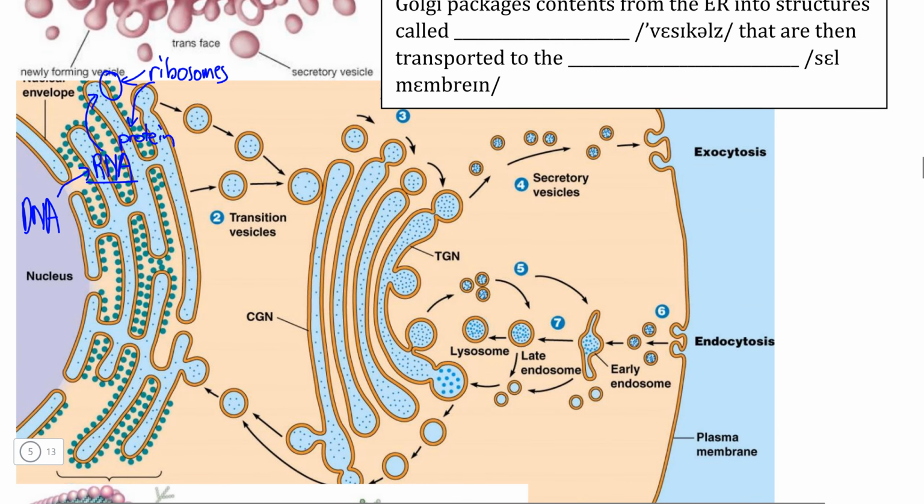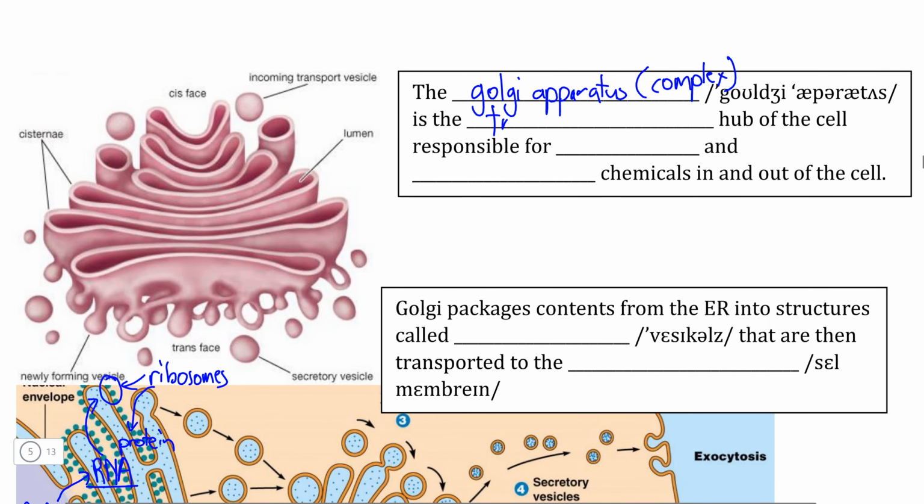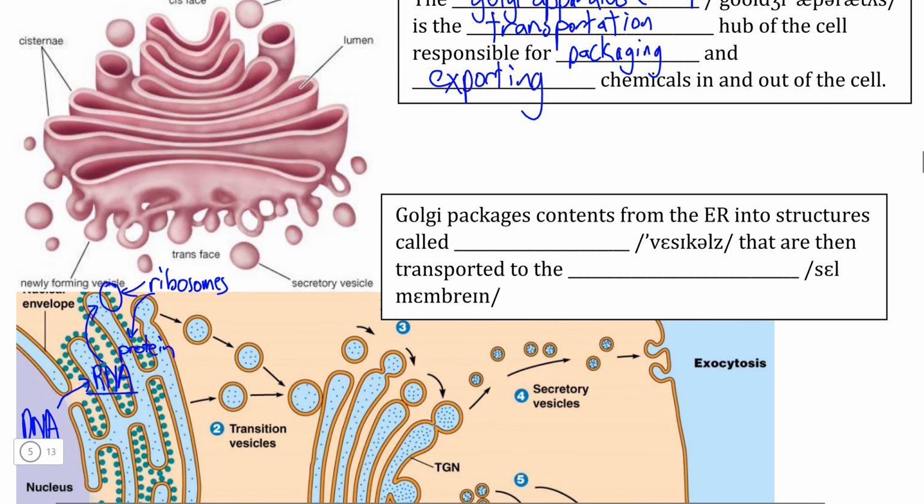So if we look at the Golgi complex in the context of the endomembrane system, we can think of the DNA as the library of how to make everything, the endoplasmic reticulum as the production center, whereas the Golgi complex we can think of as the transportation or distribution center of the endomembrane system, which is responsible for, on the one hand, packaging anything that is going to leave the cell and exporting anything that is going to leave the cell towards the cell membrane.